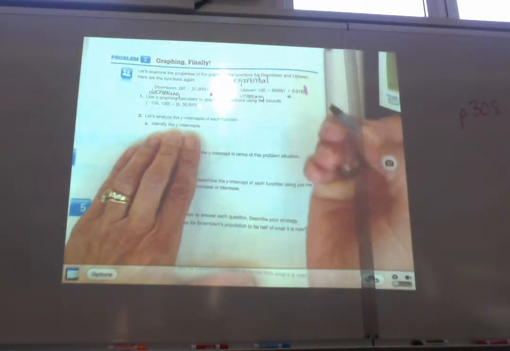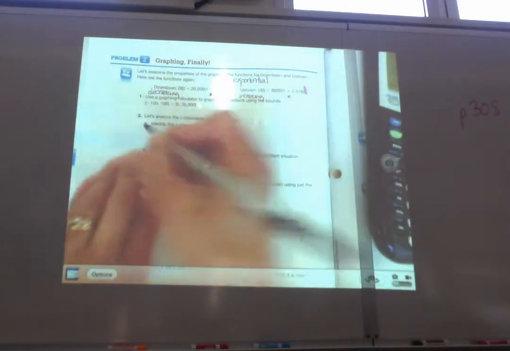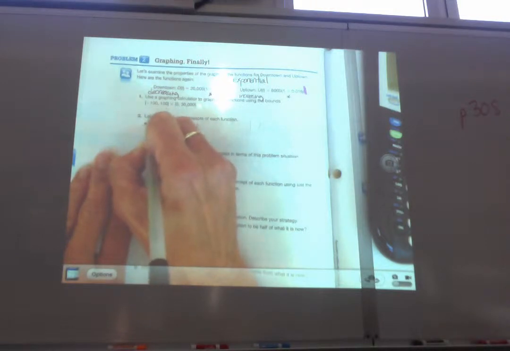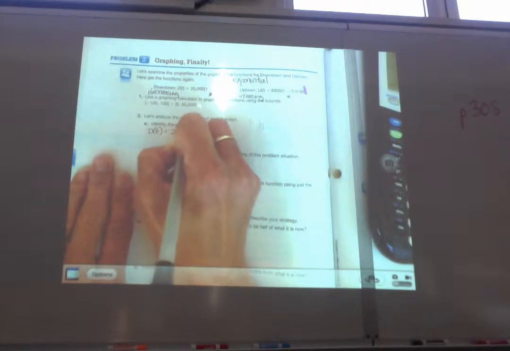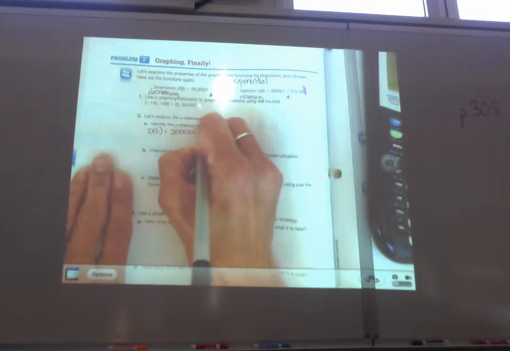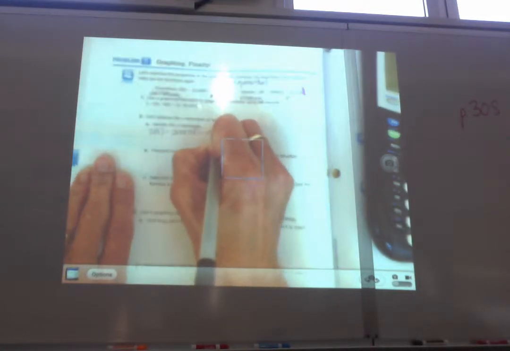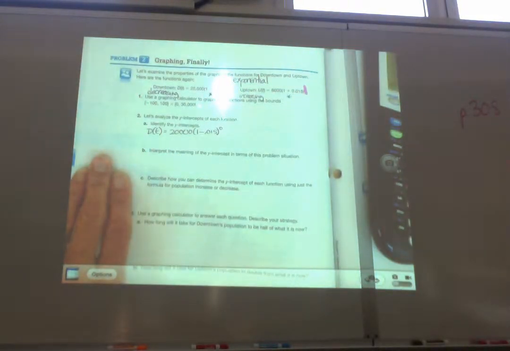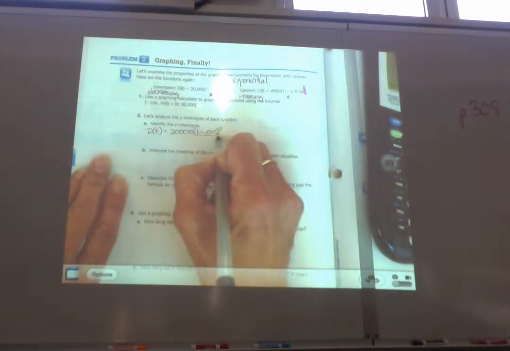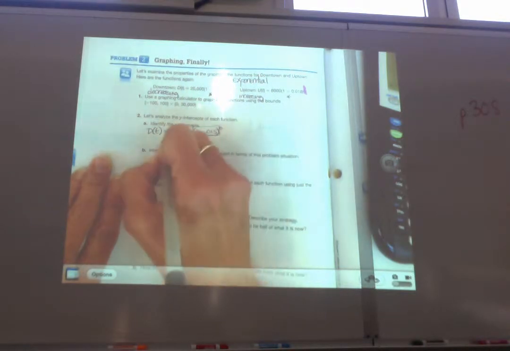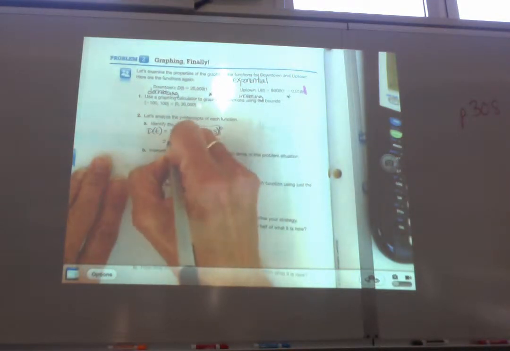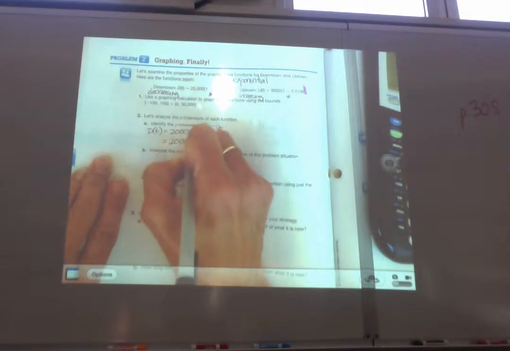What happens, do you guys remember, if I take a function like for downtown, 20,000 times (1 minus 0.015), and I put a 0 right here as the exponent? Jerry? It equals 1. So everything in this parenthesis, which is what's raised to a 0, equals 1. So the y-intercept for downtown is 20,000.